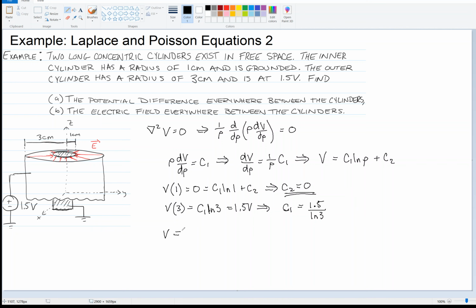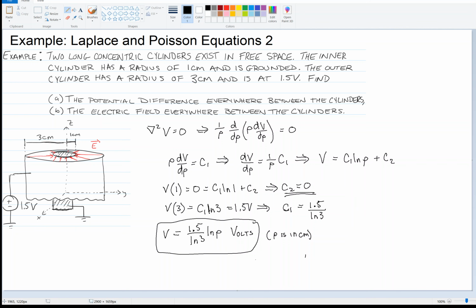So now I can completely specify the solution to the Laplace equation. V equals 1.5 divided by the natural log of 3, times the natural log of rho, plus 0. So that's my solution, and this is in volts. I'll write a note that rho is in centimeters. Just keep that in mind.